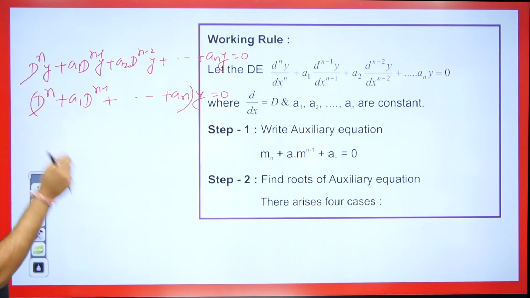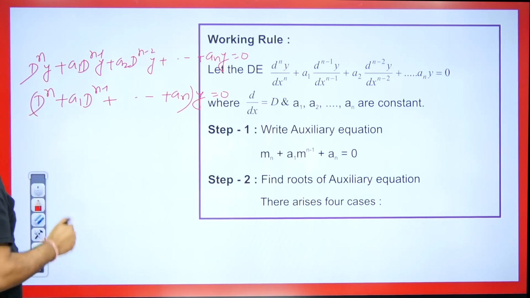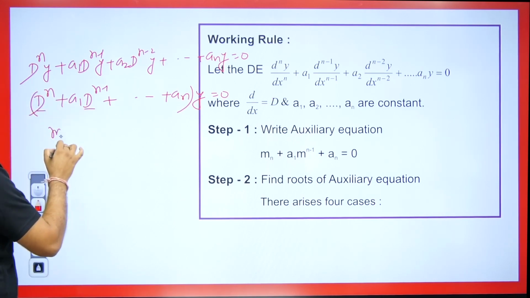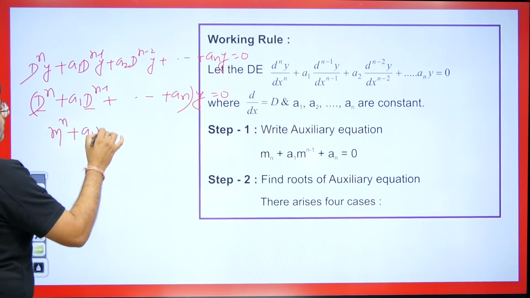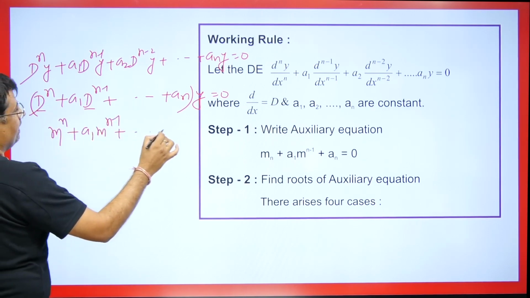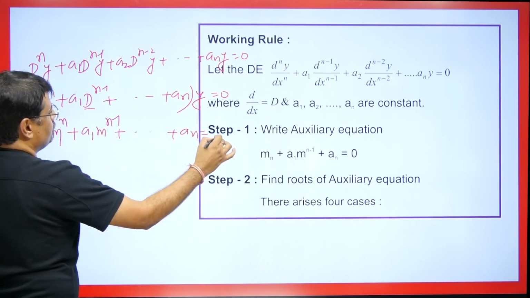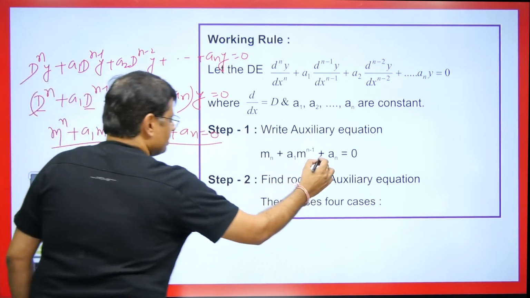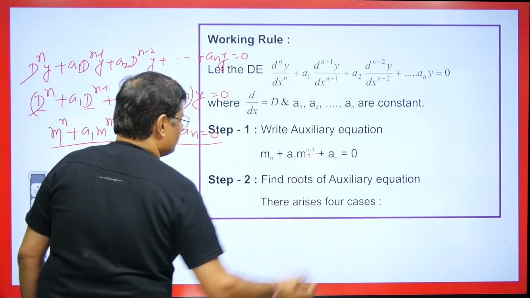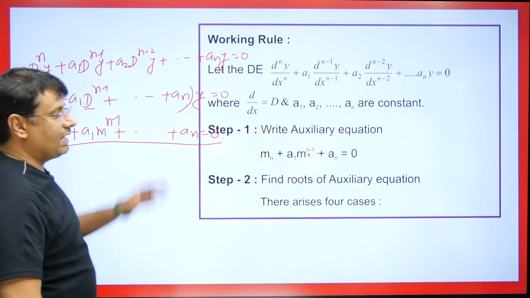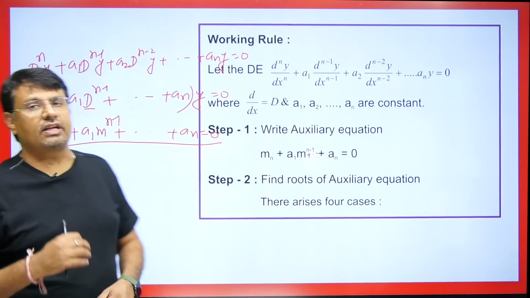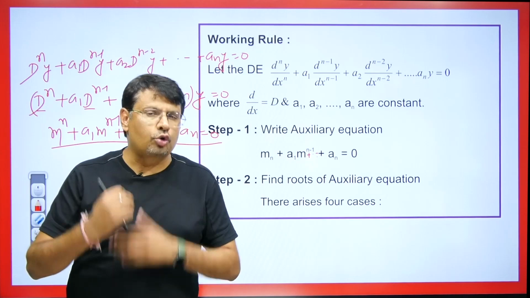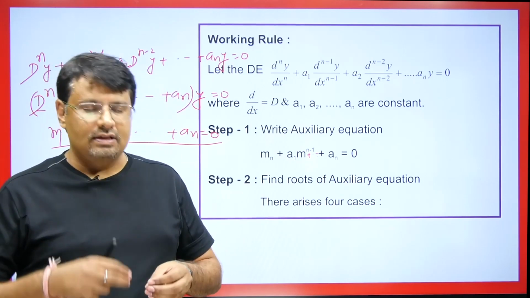Now we write the auxiliary equation. In the auxiliary equation, we put m in place of D: m^n plus a1 m^(n-1) and so on, plus an equals 0. This is the auxiliary equation. What do we find from this auxiliary equation? We find the roots. Upon finding the roots, we write its CF.